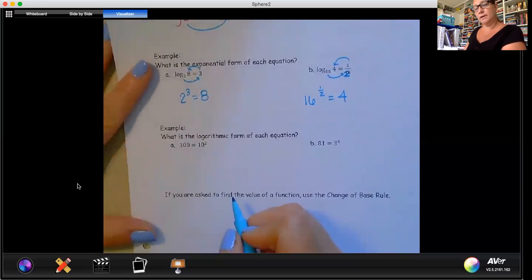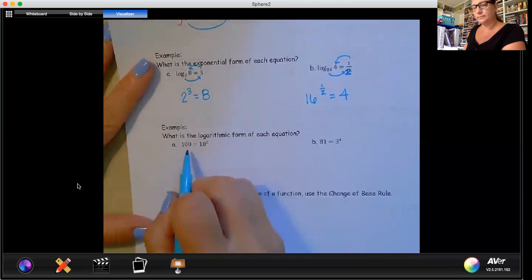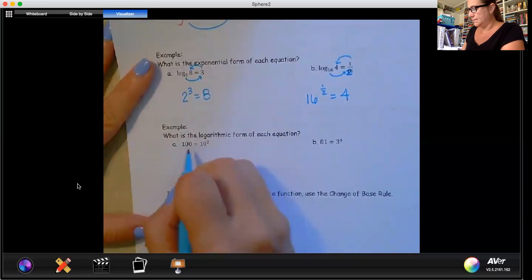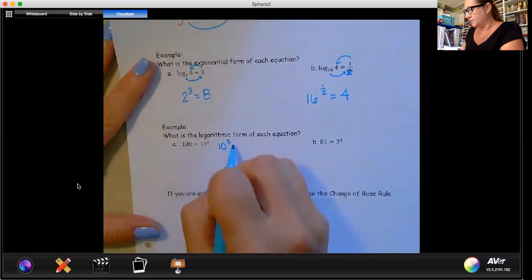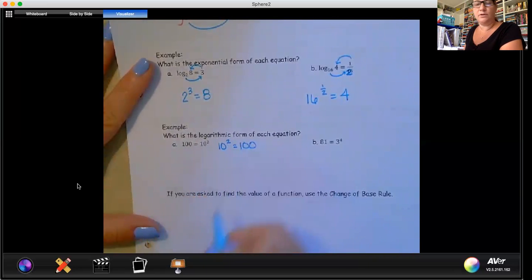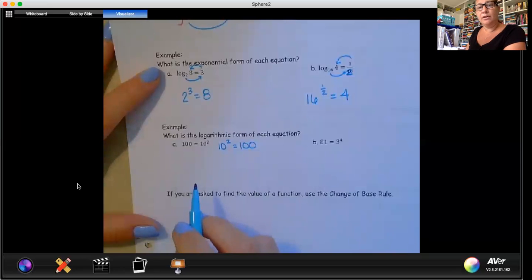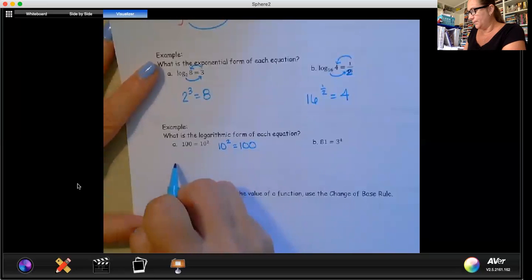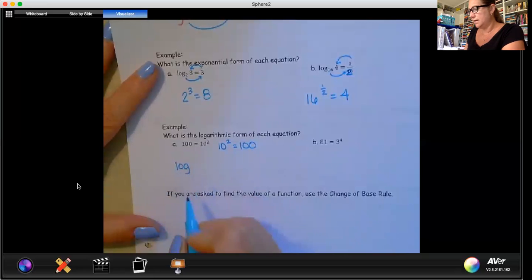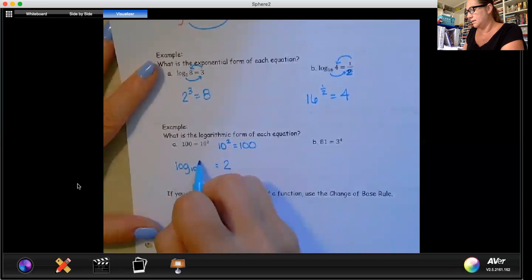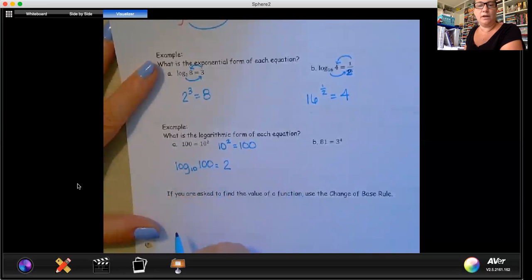What is the logarithmic form of each equation? I always rewrite this with the exponent first. It's just me. You don't have to, but you can. So now you're going to undo the circle. So you're going to have log in your answer. The base goes here. The exponent goes here. What it equals goes here.